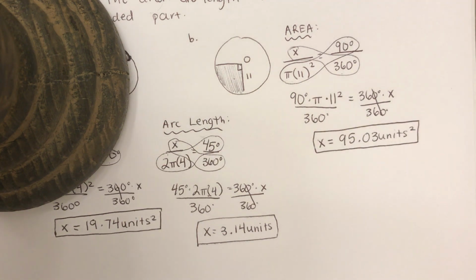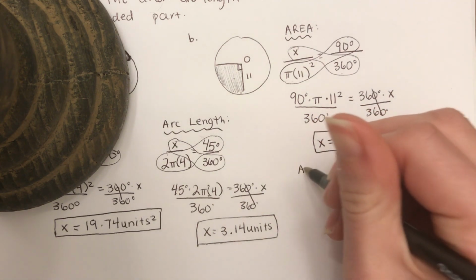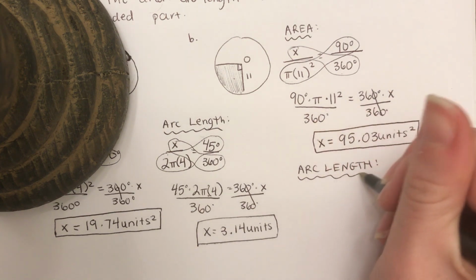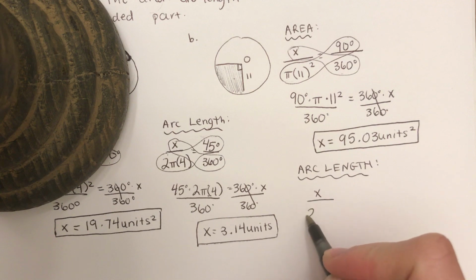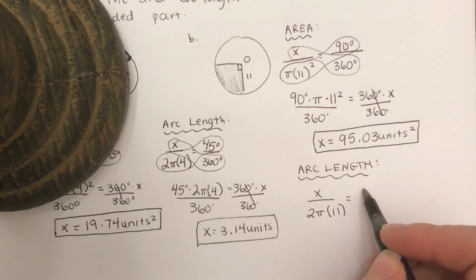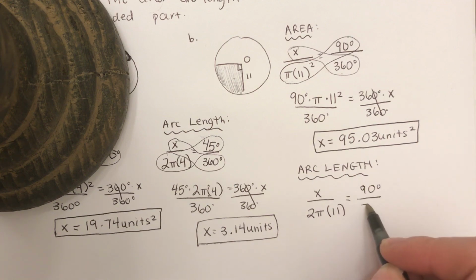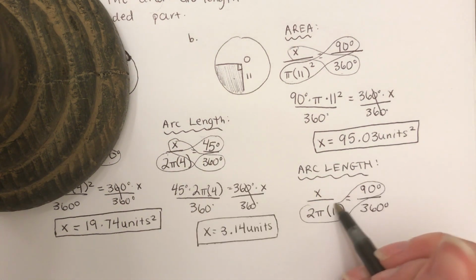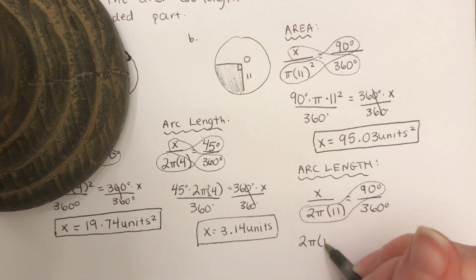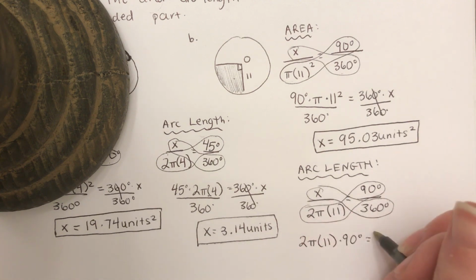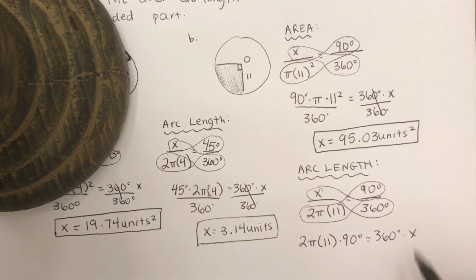And then the last part to answer, the second part of part B, is to find the arc length of this shaded sector. So to do that, again, that's part of the circumference, so 2 pi times 11. Notice I switched to my circumference formula. Again, I still want 90 degrees of the 360. My central angle here hasn't changed. So next I'm going to cross multiply. 2 pi times 11 times 90 equals, go the other direction, 360 times x, and then last step, divide by 360.